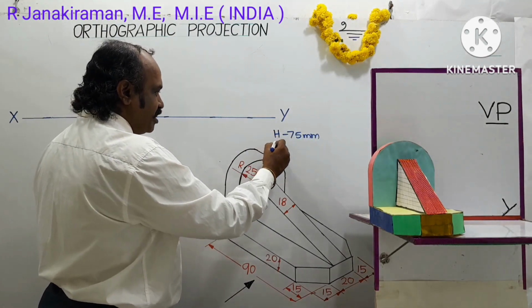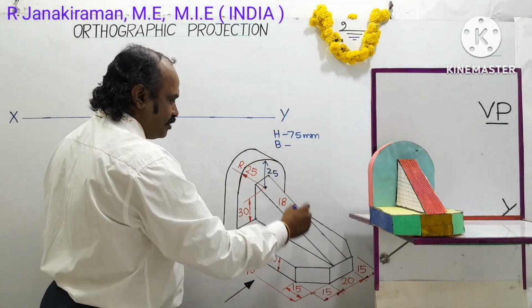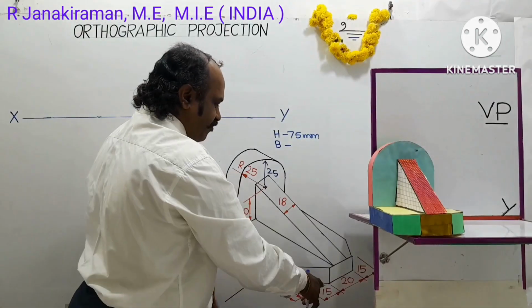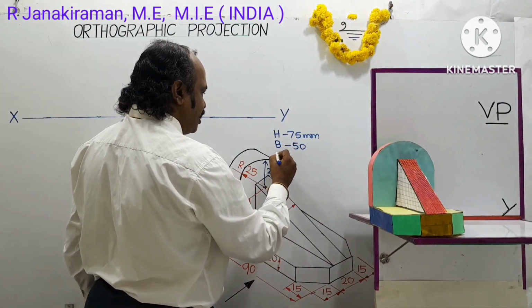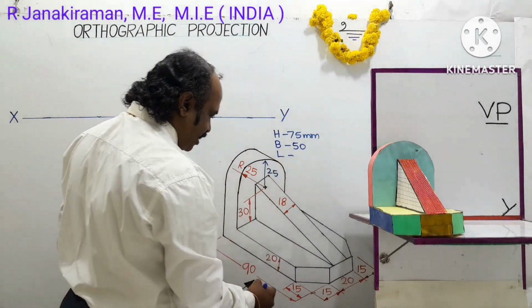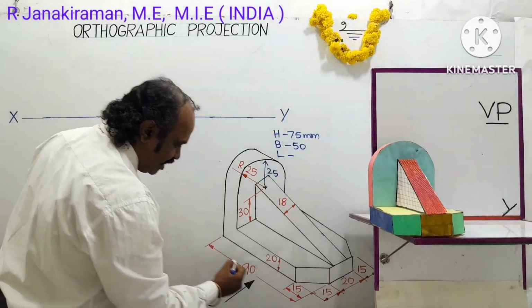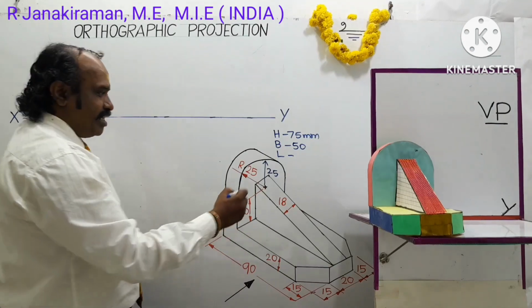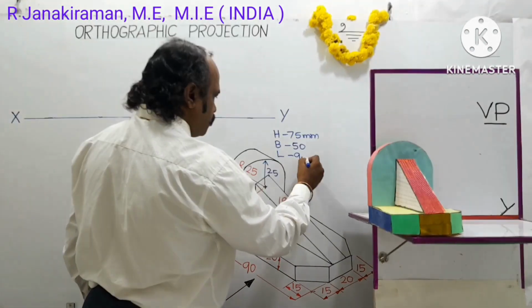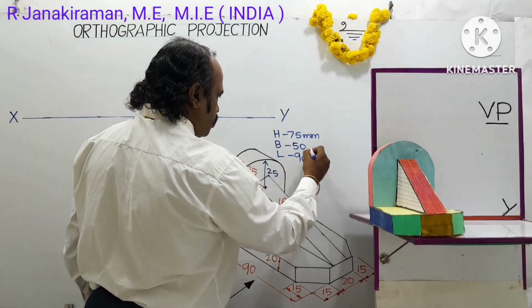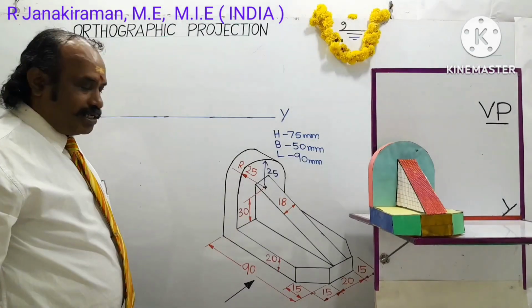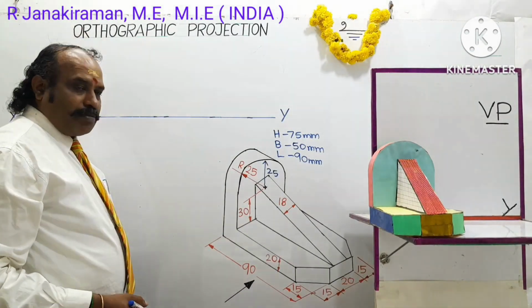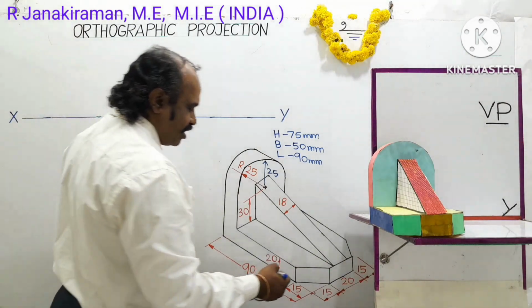The breadth of the object, this part is breadth: 15 plus 20 plus 15 will be 50 mm. And the length of the object, ideally you can measure it from the diagram. It is given as 90 mm. Overall length is 90 mm. So now I am going to convert this 3D into 2D representation, that is called a front view, top view, and I am going to draw a right side view for this given object.